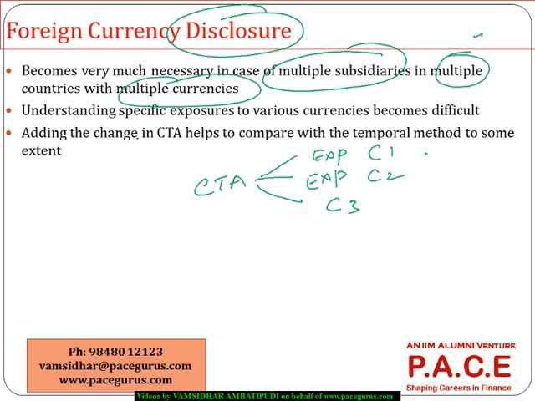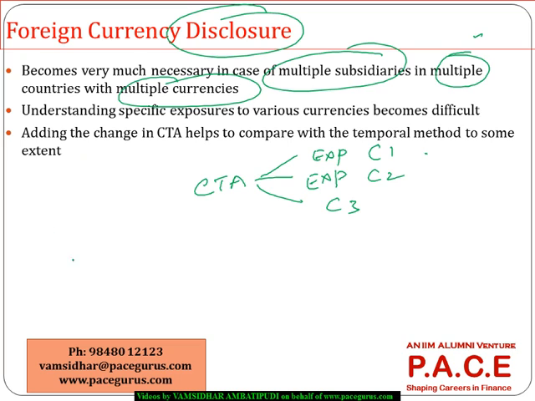but even the disclosures are not good enough in terms of the analyst assessing the exposure of a particular country with respect to the currencies of other countries with which it is doing business. That part becomes very difficult because even the disclosures are not that detailed. There is a very minimum amount of disclosure that comes in each of the cases.